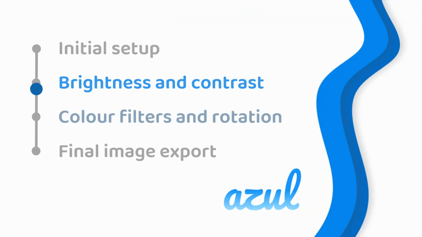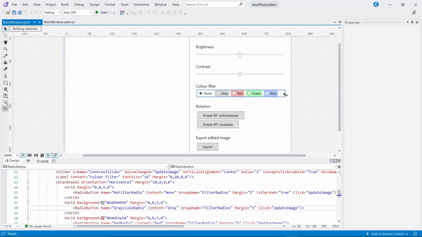Let's now add colour filters and rotation to our photo editor. The user will use these radio buttons to switch between filters, and in this video we'll cover grayscale, red, green and blue filters. Let's go to the code.